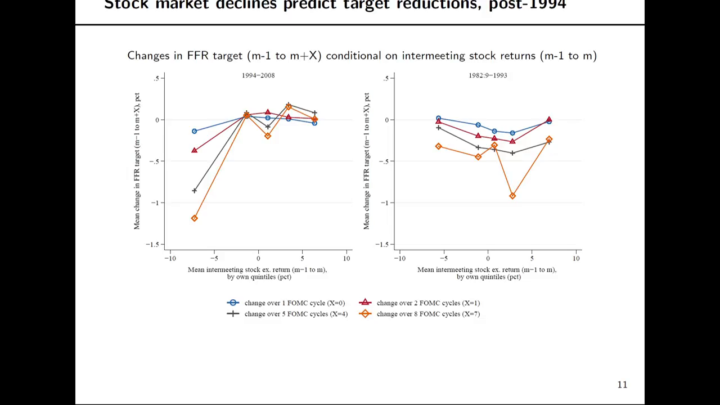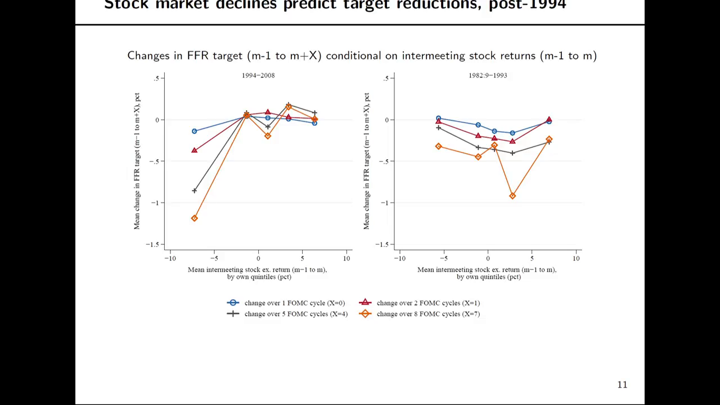Again, I'm sorting on the x-axis on how well the stock market has done in the recent past. Here I'm sorting on how well it's done since the last FOMC meeting. And then on the y-axis, I'm keeping track of how much the target changes, either over one FOMC cycle, two cycles, and so forth. The most useful dot is the orange dot in the bottom left. That's a change over a one-year period. The interpretation is that if the stock market in the intermediate period has been in the lowest quintile, that's about a loss of 7%, then over the next year, the Fed statistically, in a predictive way, has lowered the target by more than 100 basis points.